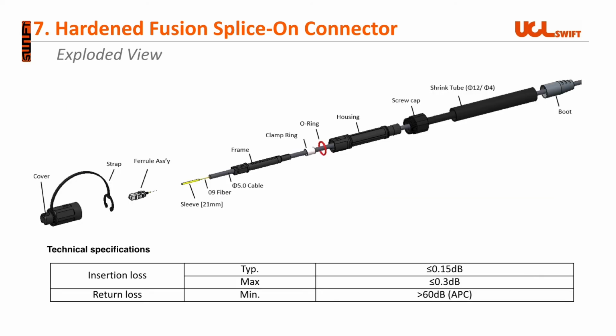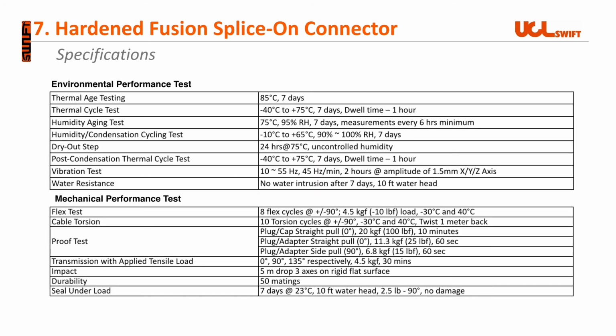You can see the exploded view of the Hardened Fusion Splice on connector and its optical performance. Insertion loss is typically less than 0.15 dB and a maximum less than 0.3 dB, and return loss is greater than 60 dB for APC. Environmental performance and mechanical performance can be found in the tables.